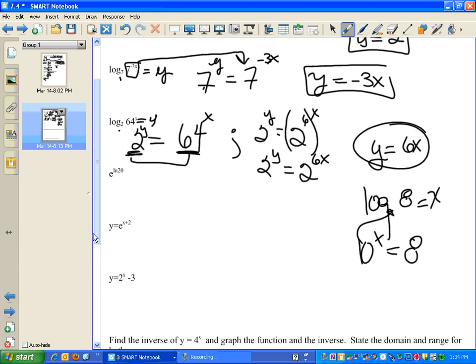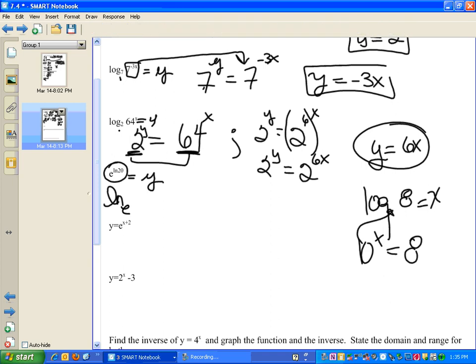Okay. So we're going to set this equal to y. Now, think about this, is this an exponential form or is this in logarithmic form? It's an exponential form. So what's the inverse going to be? Log form, right? And so we're going to rewrite this. We have to use the ln. What is the base? The base is e. That's the only base that you can have with natural log.